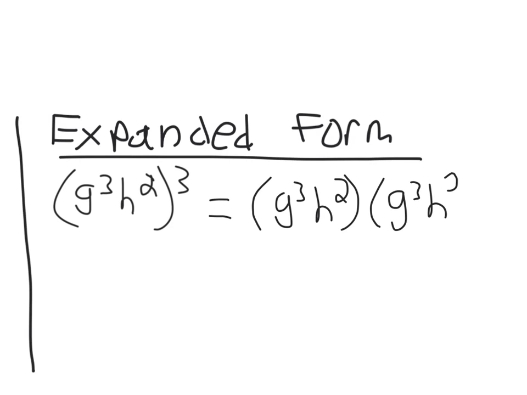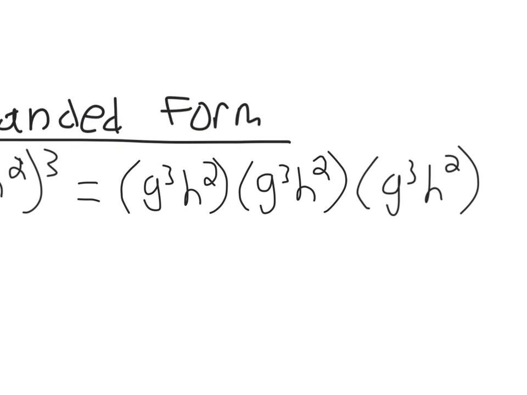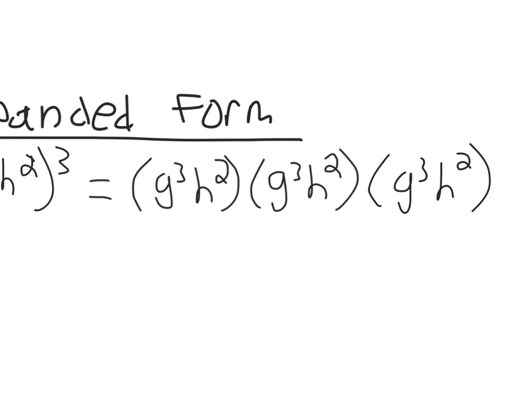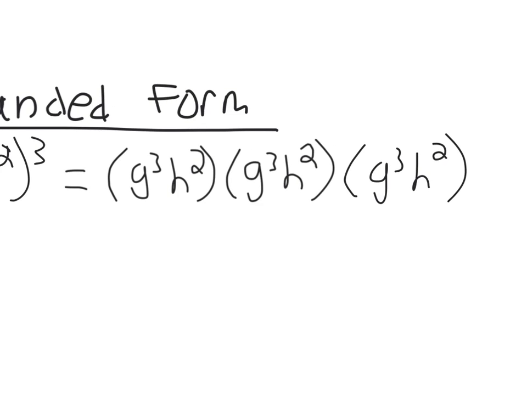So that's g to the 3rd, h to the 2nd. Let me scoot over, I'm running out of room here. And then one more, g to the 3rd, h to the 2nd. All right, perfect. So notice how I just wrote it in expanded form. That is the same thing as saying g to the 3rd, h to the 2nd, all raised to the 3rd power. And now if you only remember the product rule, it's really easy. You just add all the exponents together. So if you just get rid of power to a power, then all you have to remember is the product and quotient rule.